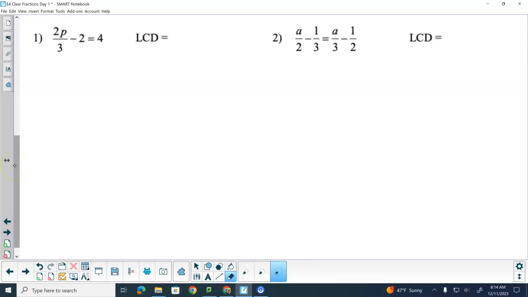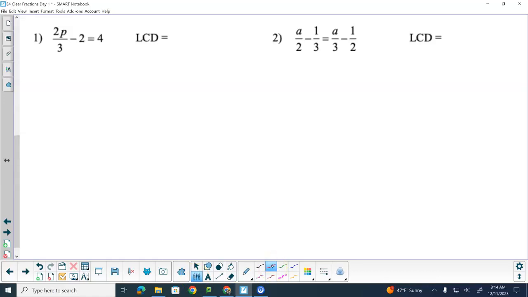2p over 3 minus 2 equals 4. Now, normally, what you probably would have done is add 2 to both sides in the olden days. Add 2 to both sides, then multiply by 3 on both sides, then divide by 2 on both sides, and then we're solving. Which is fine, which is great. But I want to show you a little different way of doing this particular problem.